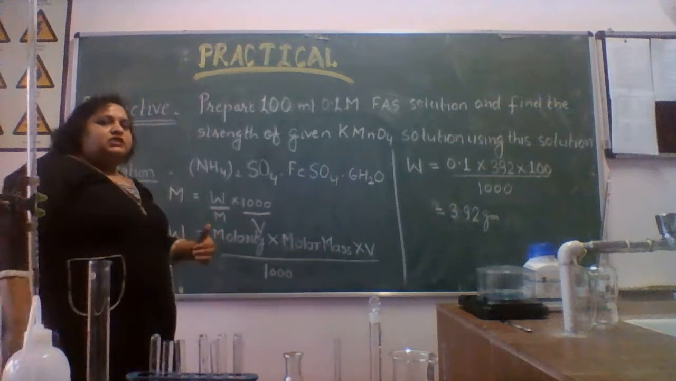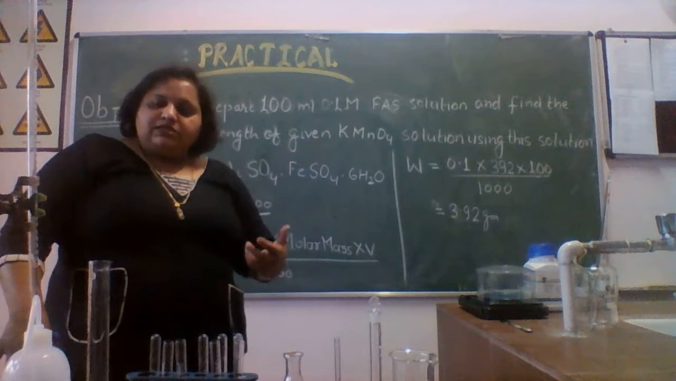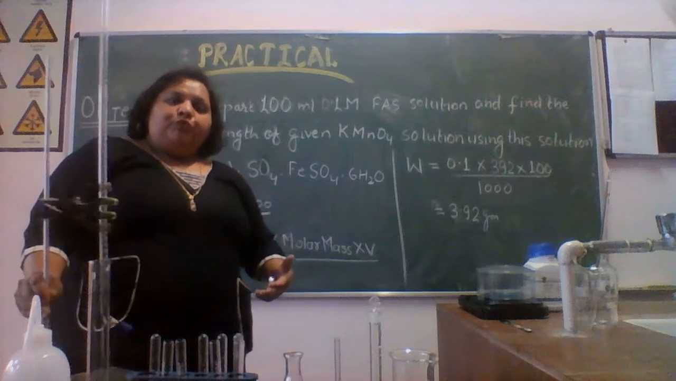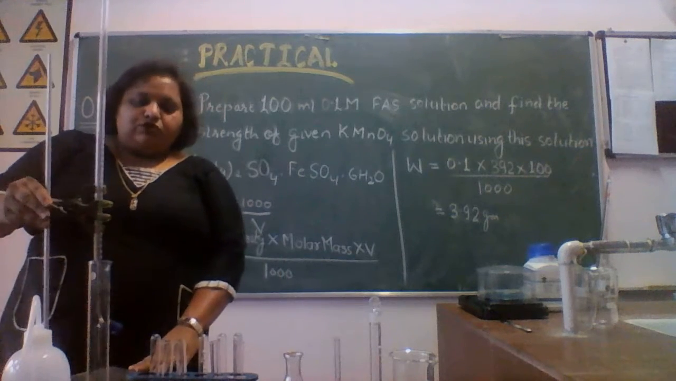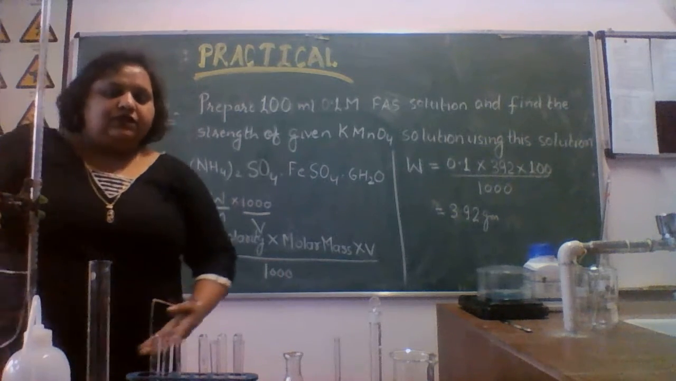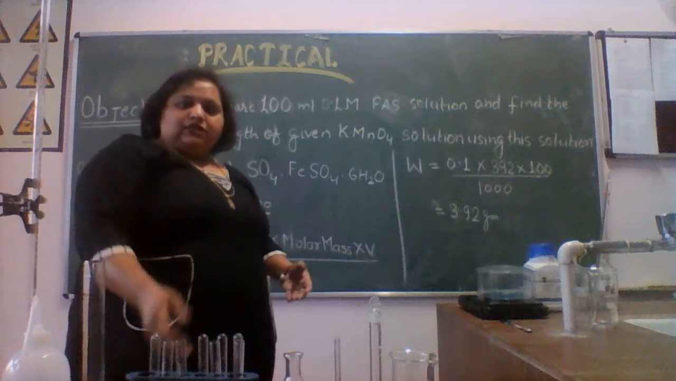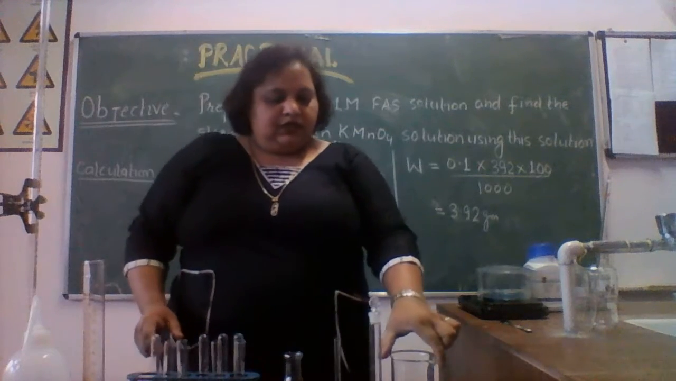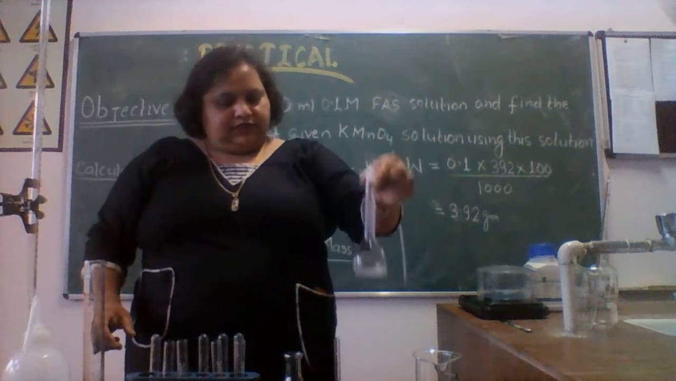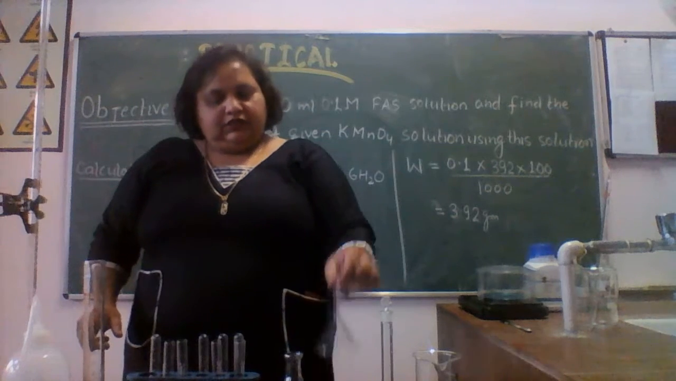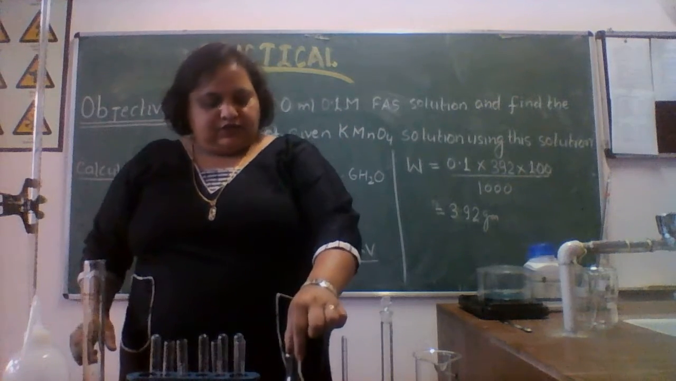Right? In this experiment, I am just going to show you the materials that you require. First, this is a burette fitted in the burette stand. I think in class 11th you have also done this experiment, so maybe you are familiar with this. This is a measuring cylinder of 100 ml, a set of test tubes, a beaker, a volumetric flask, and a conical flask.